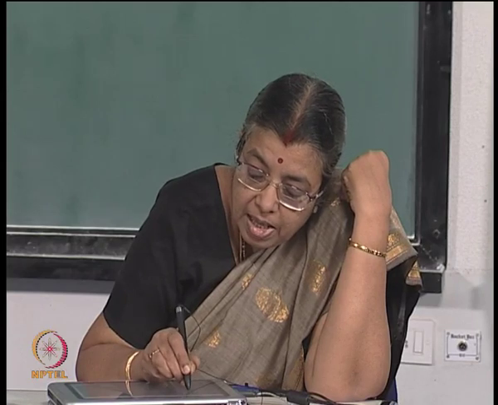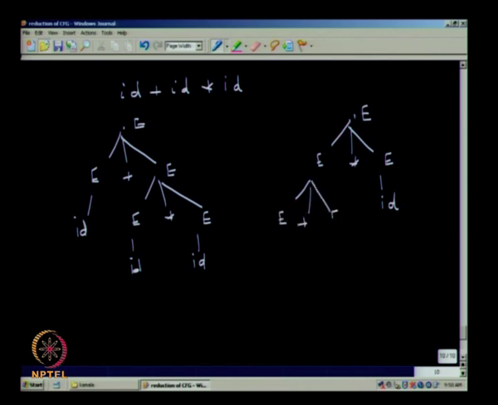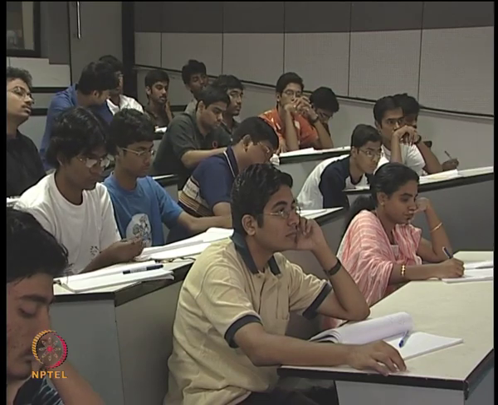If you have something like ID plus ID star ID, then E goes to E plus E, E star E, then E goes to identifier, identifier, identifier. You can also have E goes to E star E, E goes to identifier, E plus E, identifier, identifier. Which one we will consider? Here even if you take the evaluation from left to right, usually star has a higher precedence. So, this will be performed first and then the addition. So, this tree will be taken and not this tree.